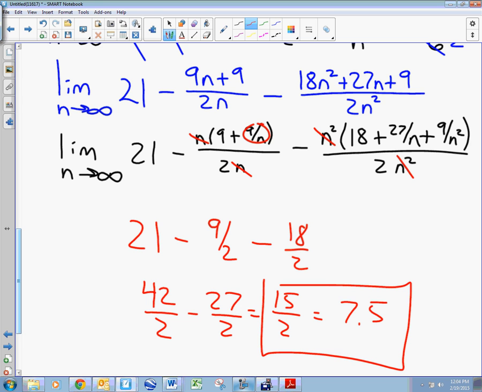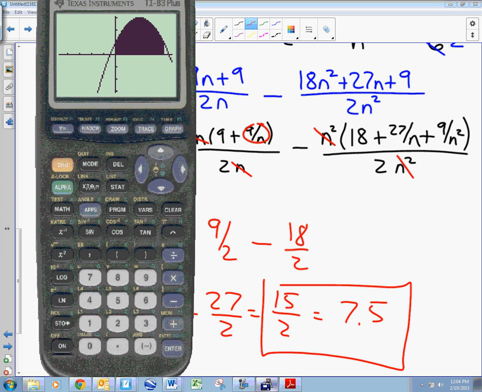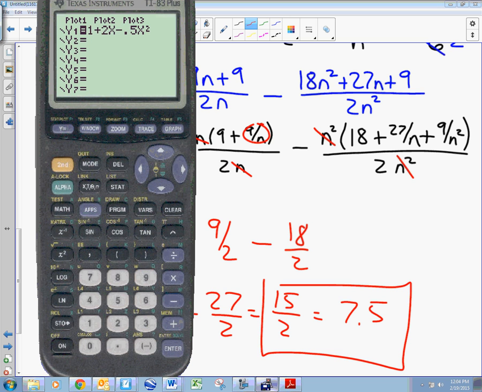Whoa. Did I make a mistake, Katie? Yeah, 9 over 2 minus 18 over 2 is minus 27 over 2. There you go. Let's see. This is the moment of truth, people. What's our function?